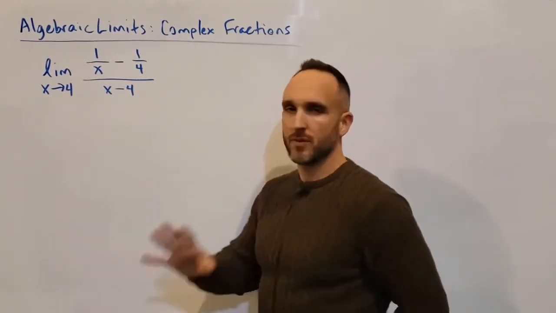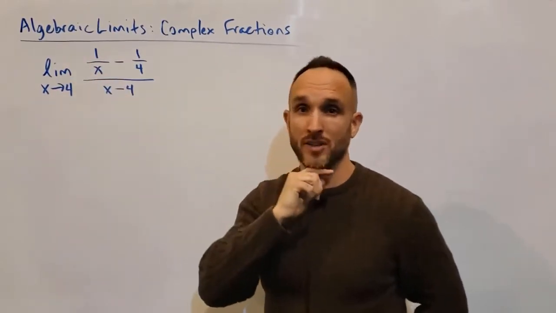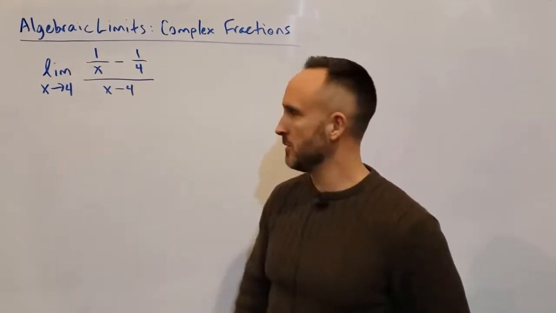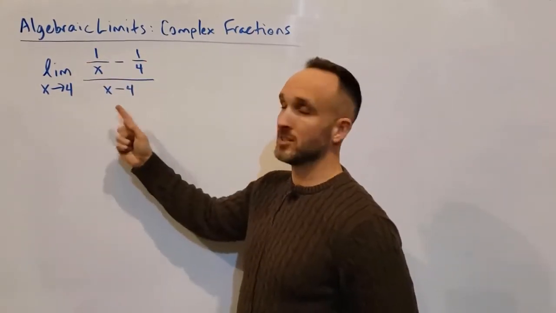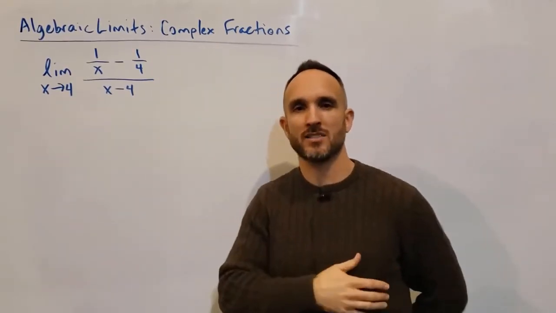And the first thing you try is, well, let's just try direct substitution. Let's try to plug in 4 for all the x's. On the top, we get 1/4 minus 1/4, which is 0. And on the bottom, we get 4 minus 4, which is also 0. So we have 0 divided by 0, which is not defined.